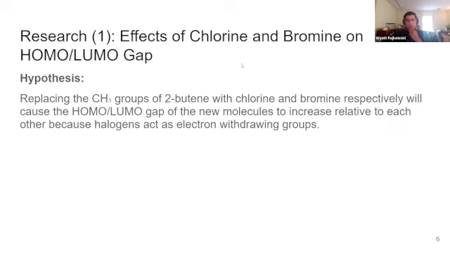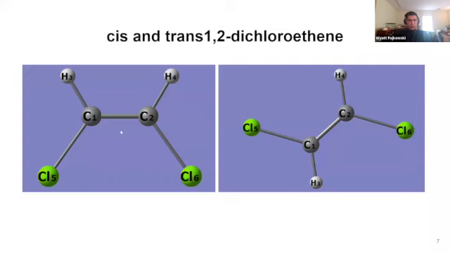Here's a summary of the first research I did, which was discussing the effects of chlorine and bromine substituents on the HOMO-LUMO gap, the highest occupied molecular orbital and the lowest unoccupied molecular orbital. I was curious if replacing the CH3 groups of 2-butene with chlorine and bromine respectively would cause the HOMO-LUMO gap of the molecules to increase relative to each other's, because halogens act as electron withdrawing groups, and also because the gap with the chlorine molecule should be larger than the gap with the bromine molecule if the calculation is correct. These were the first diagrams of my molecules, the interactions primarily between Cl5 and Cl6.